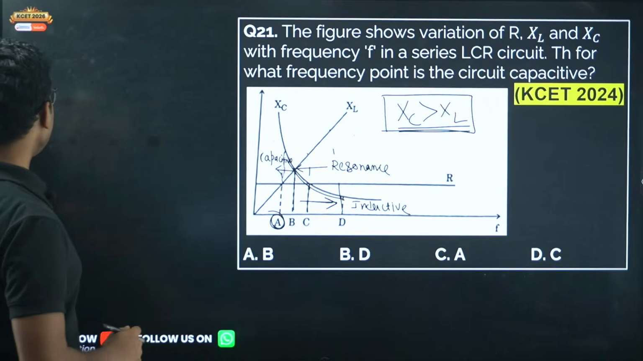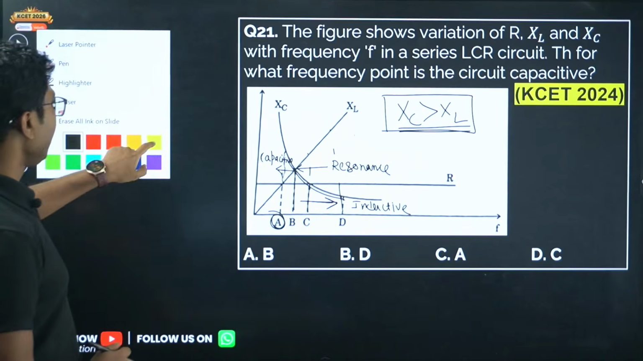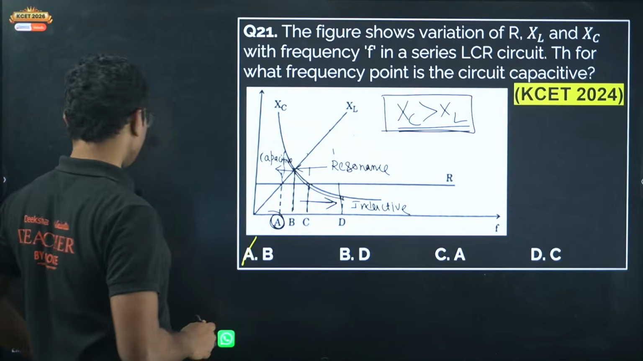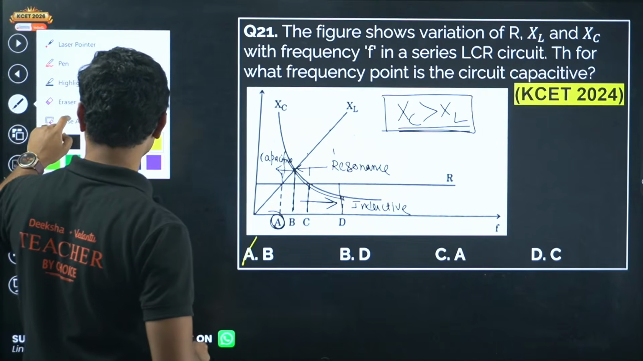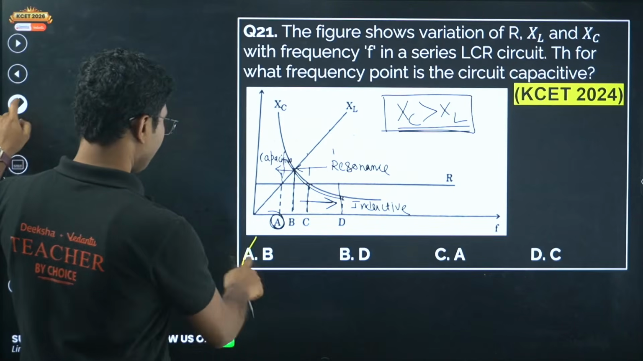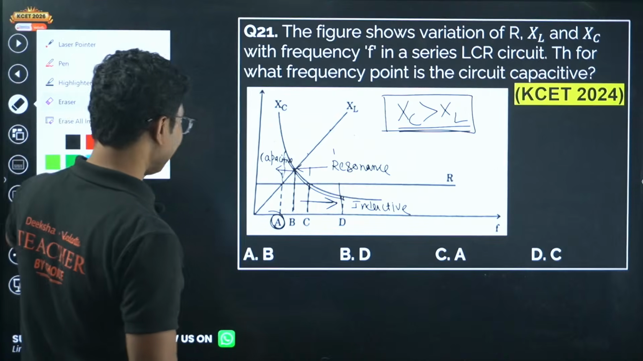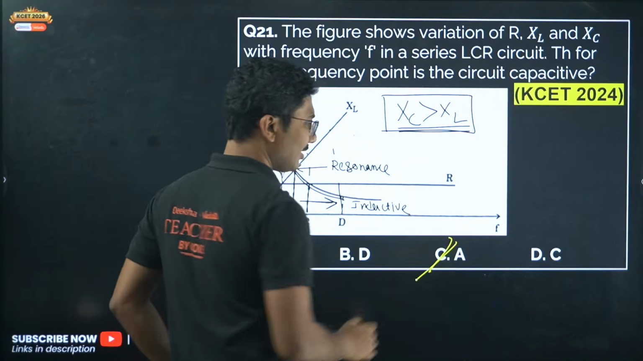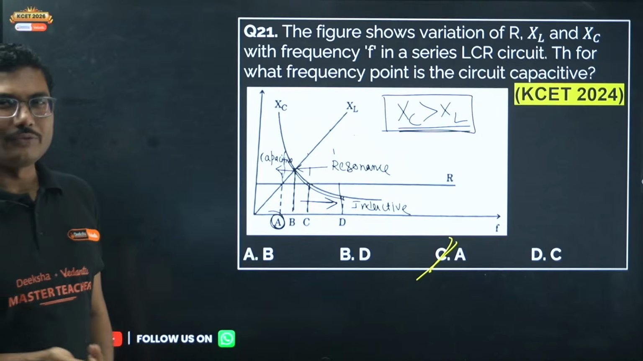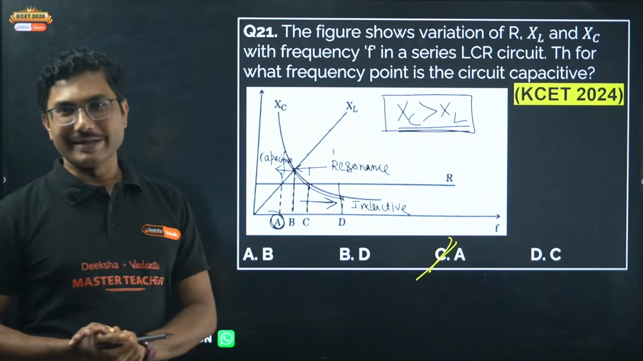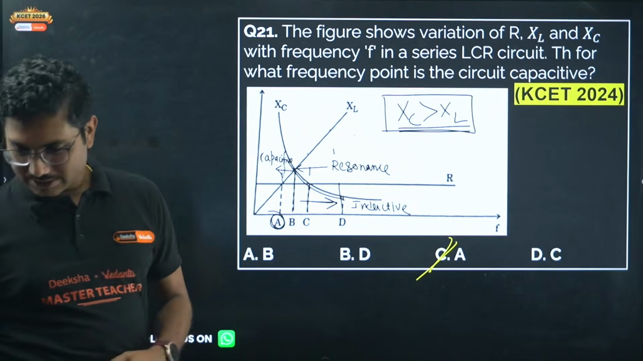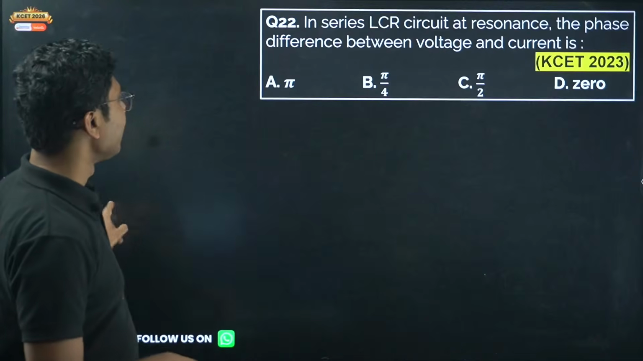At the point A, the circuit is actually capacitive. Not okay, so there is a trick as well. A is not given as option A. A is given as option C. So in KCET they give 1, 2, 3, 4, but we like to write it as A, B, C, D. Okay, yes, Sri Raksha is correct as usual.